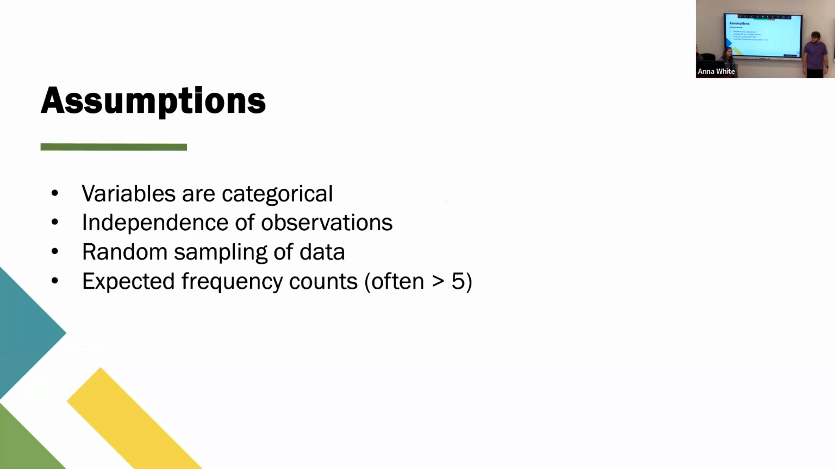All right, so there are some assumptions that need to be met before going further with the chi-square test of independence. Of course, you want your variables to be categorical, and independence of observations. You don't want one observation to somehow be able to affect another observation. Random sampling of the data, of course, and then often expected frequency counts. So usually it's around 5. It could differ depending on what you're looking at.